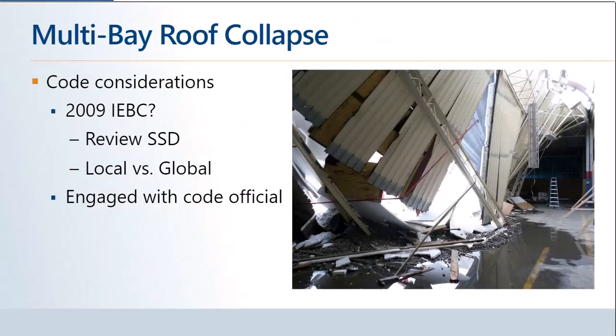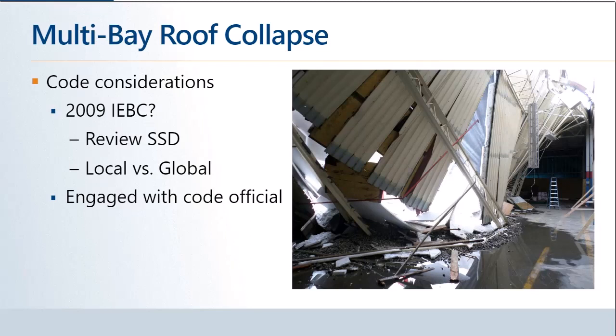So in this case of the 2-bay collapse from snow, we did look at that, and we reviewed SSD and actually looked at it from a couple of different perspectives because the code official had a slightly different view of how we might want to look at it. And what I mean by that is local versus global. So if you look at those 2 bays and several of the columns were broken, one was folded in half, then if you look at just those bays, locally you've achieved SSD.